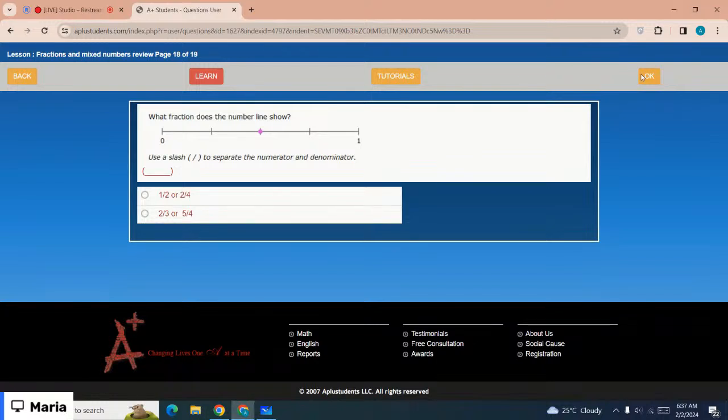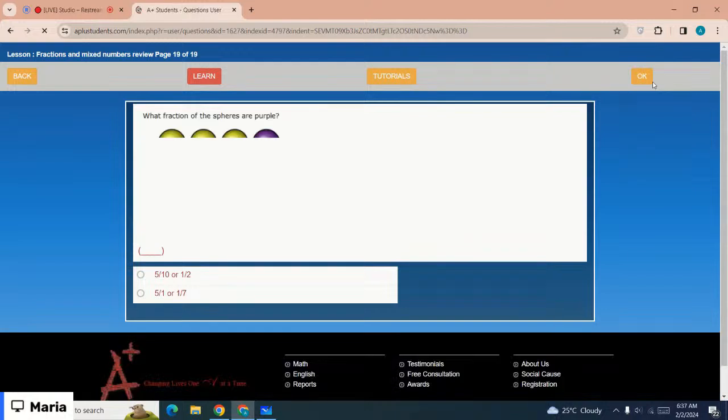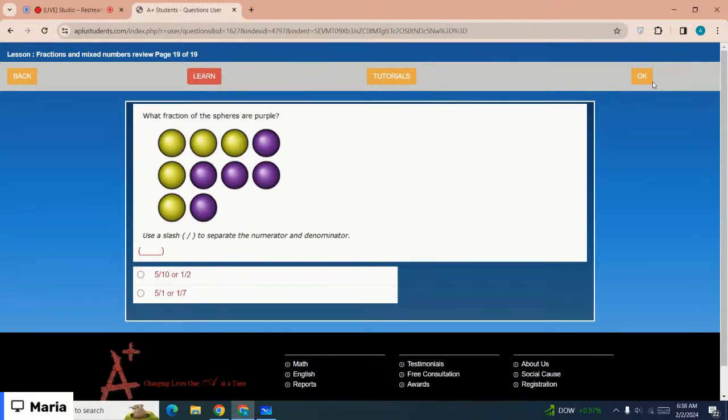The correct option is 1 out of 2 or 2 out of 4, right? Option number 1 is the correct option. The correct option is 5 out of 10 or 1 out of 2. Option number 1 is the correct option. Got it?